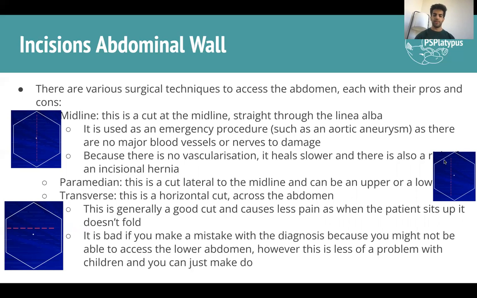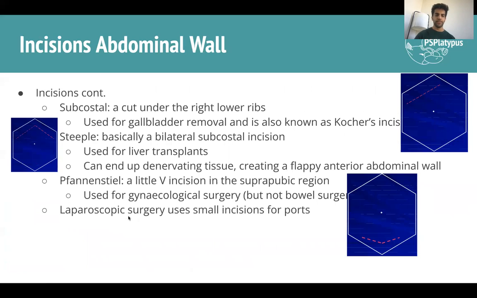Paramedian is just to the side of a midline. It can be upper or lower. Transverse is a horizontal cut. Why do we like this? Usually it's because if the patient then sits up, the scar itself doesn't fold upon itself like it would in a vertical incision, so it's less painful. But it also means if you get the anatomy wrong or imaging because of individual variation, you can end up not being able to access the part of the abdomen that you want.